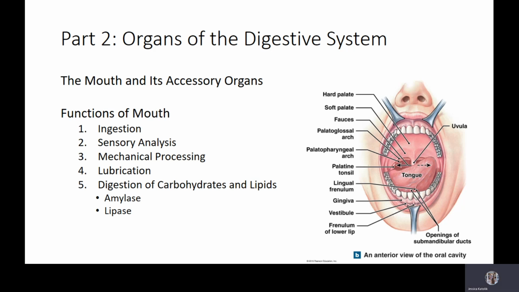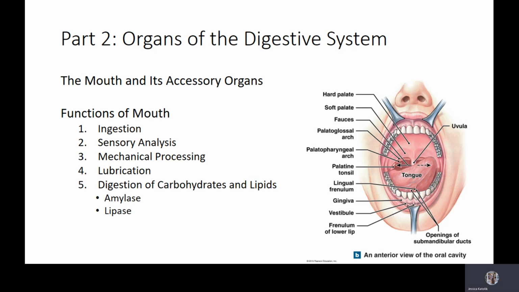The mouth is also going to be responsible for lubrication of the food. So the mouth has an accessory organ called the salivary gland, and the salivary glands are going to produce saliva. This saliva is primarily going to be composed of water, but it also will produce mucus that will moisten the food and make it easier to swallow and prevent the food from damaging the pharynx and the esophagus as it's traveling to the stomach.